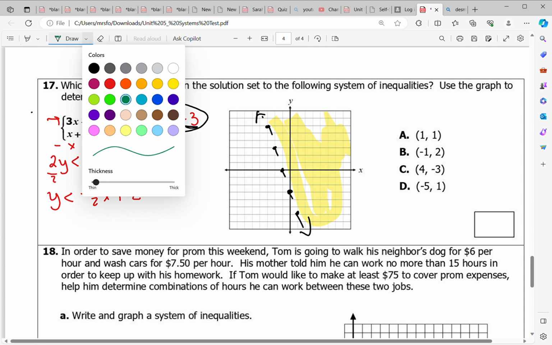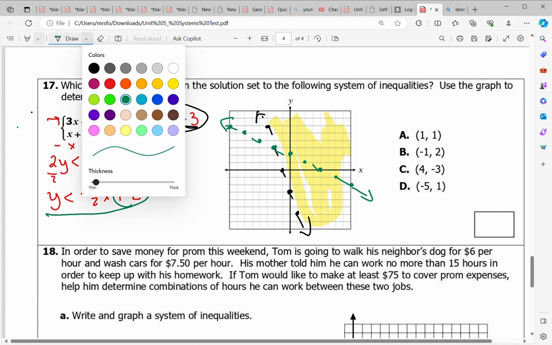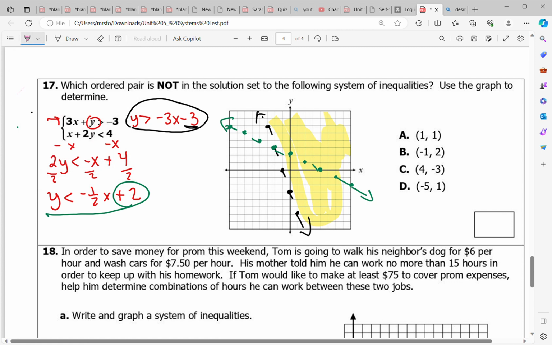Okay, now we're going to do this line. So we start at the 2, go down 1 over 2, because our slope is negative 1/2. Again, this is a dashed line. And being a less than means I'm going to shade below that green, but only where it already is yellow. So it's got to fall in this region here. Okay?